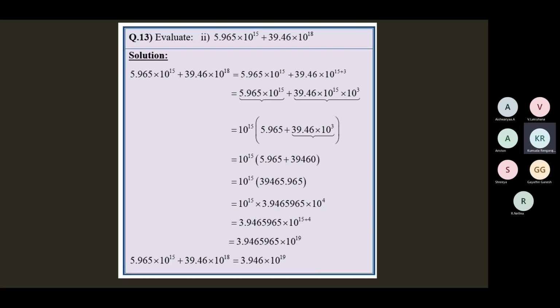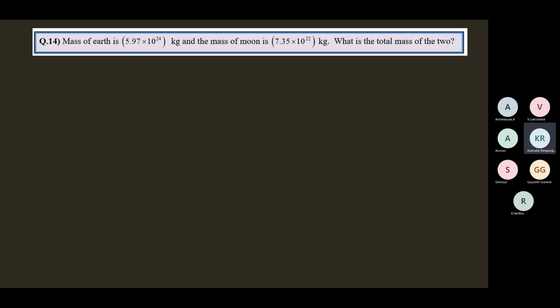Here we just had it as a question like this: find the value of. Here it's in the form of a word problem. The mass of the earth and moon are given to you. You'll have to find the total mass of the two. So you'll have to add these two expressions. Can we do this, children? What will you take out common? 10 power 22 or 10 power 24?